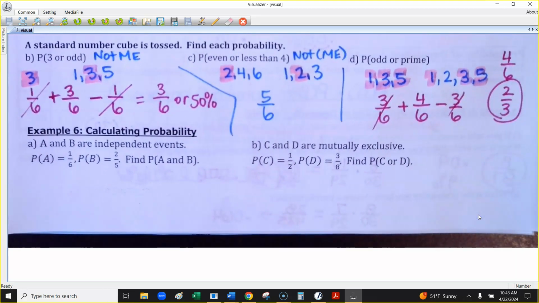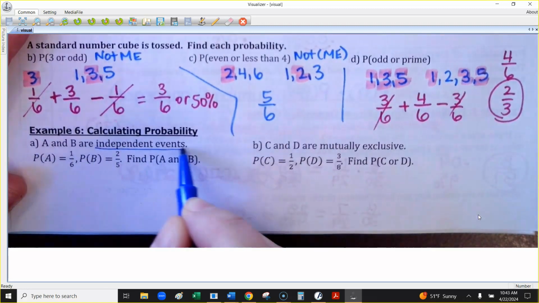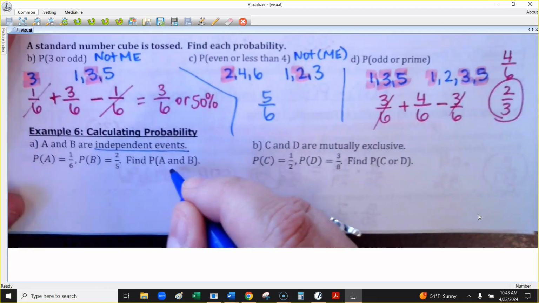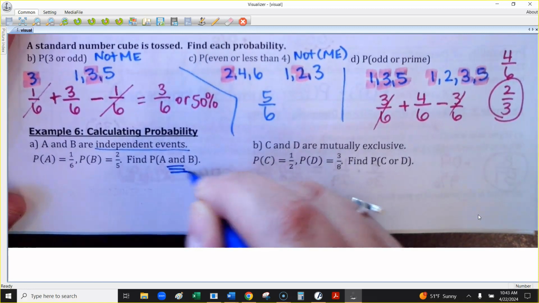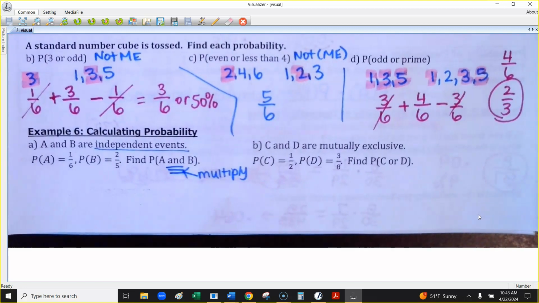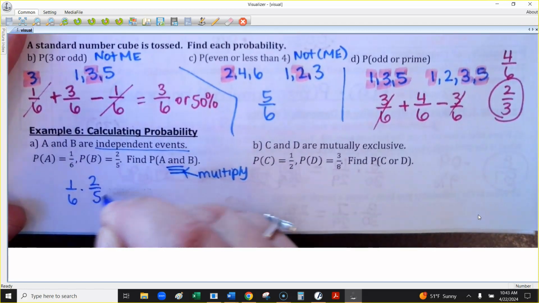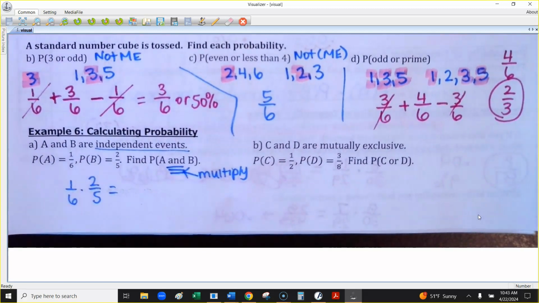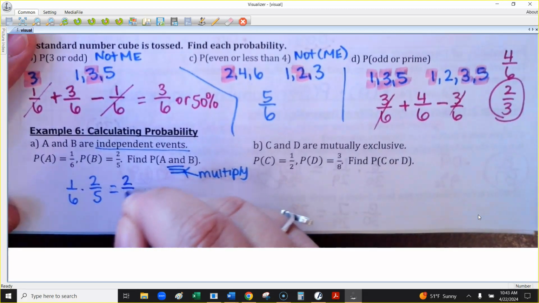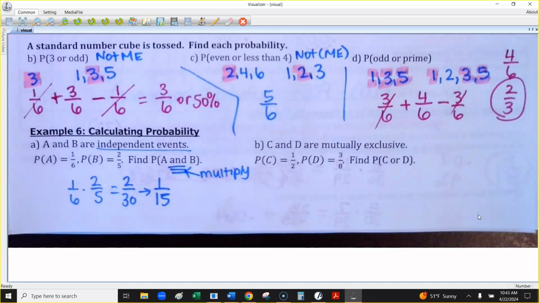Okay, now I have 2 at the very bottom real quick because there's a question like this on the homework assignment. So it says A and B are independent events. Anytime you see an and, you want to think multiply. So probability of A and B, you literally just take the 2 probabilities, which would be 1/6 and 2/5, and you multiply them together. You do not need a common denominator there. This would be 2/30, which would be 1/15. So if you have an and statement, you're going to multiply them together.